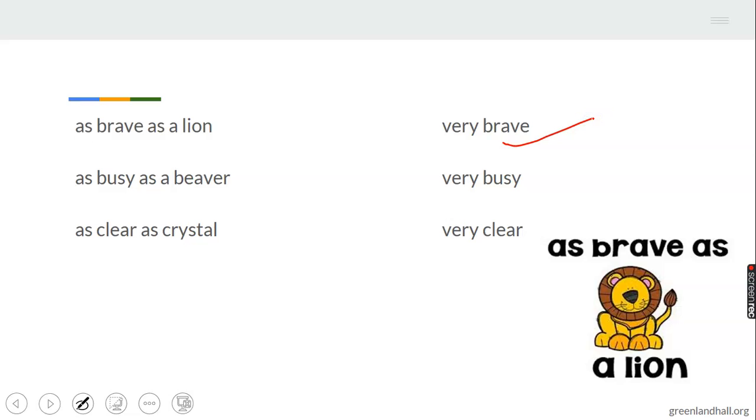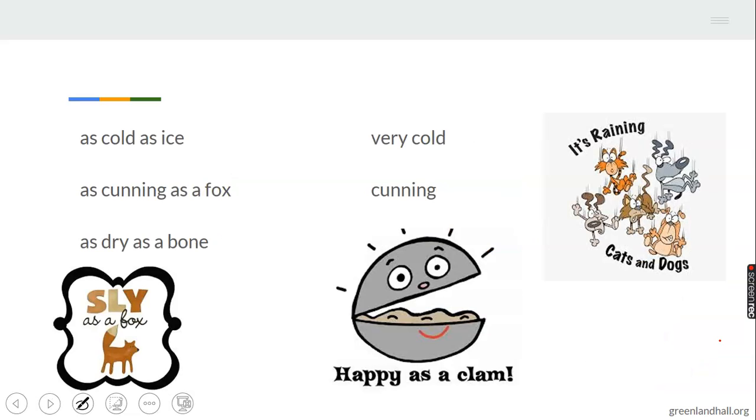Very brave. As busy as a beaver, very busy, always doing something. As clear as crystal, very clear. Look at this one. As brave as a lion. You know, the lion is a brave animal. As cold as ice, very cold. As cunning as a fox means the person is cunning. As dry as a bone, it means it's very dry. Look at this. Sly as a fox.